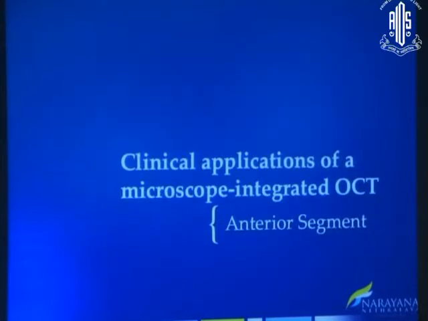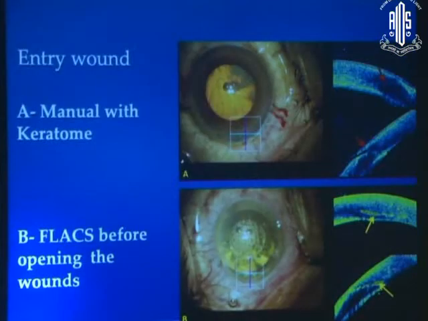Just want to add a little bit on clinical applications in the anterior segment. Here again it's possible to look at the entry wound. Here it's done with a keratome, and this is using femtolaser assisted cataract surgery. This is before the opening of the wound, so you can clearly visualize the wound margins.